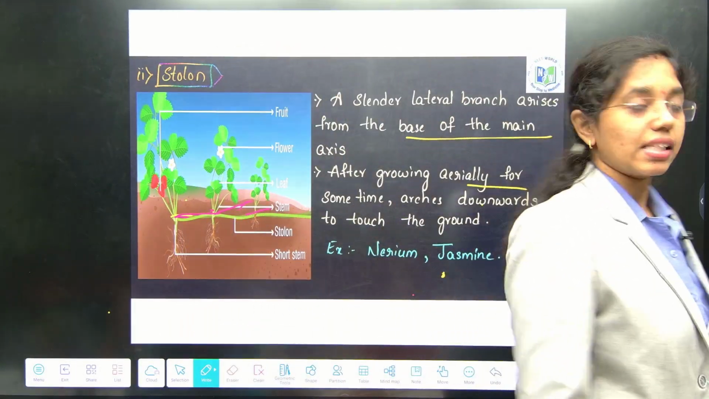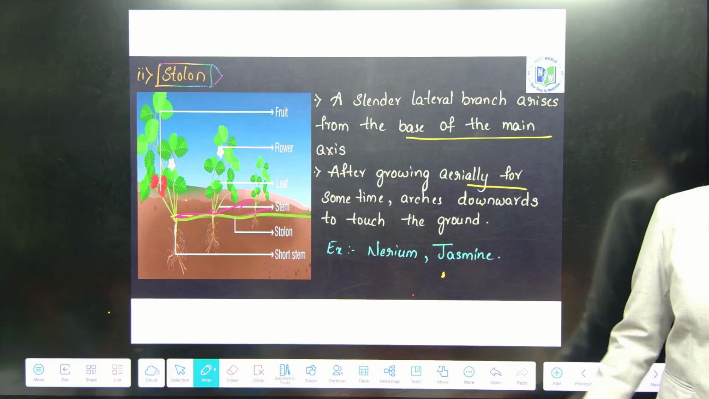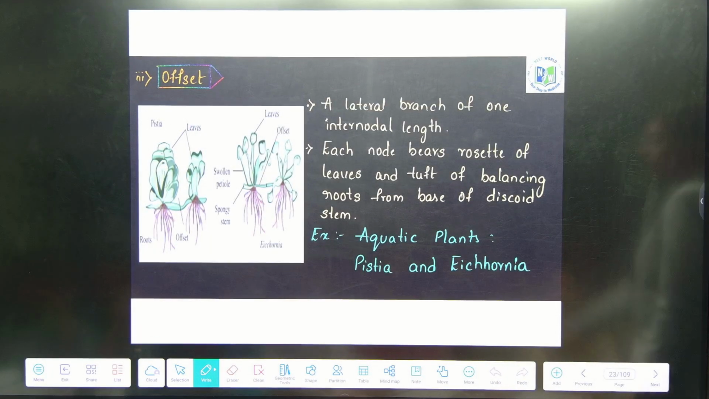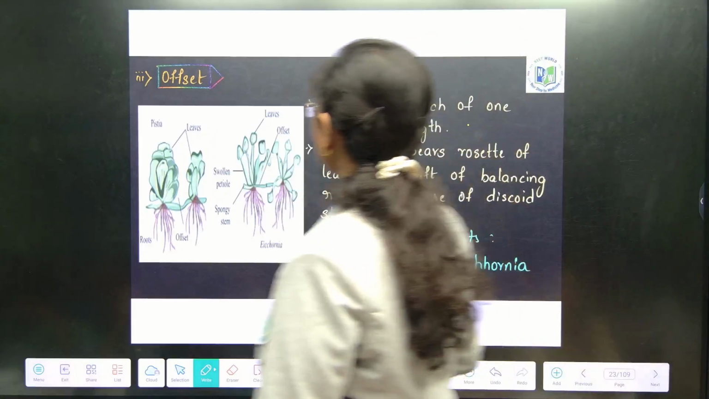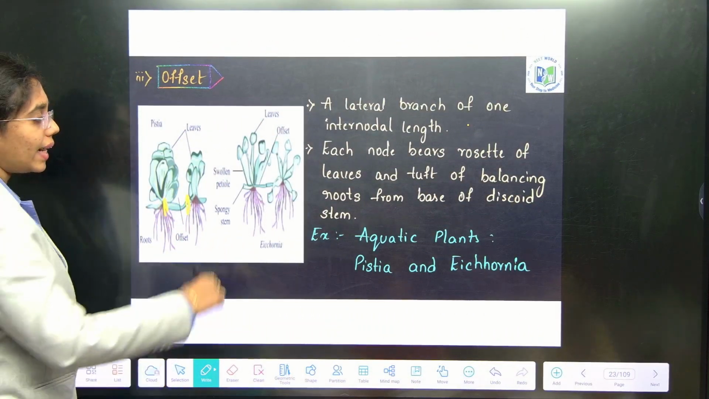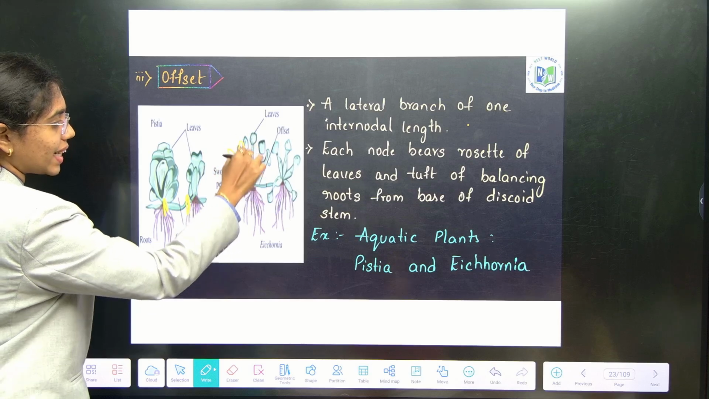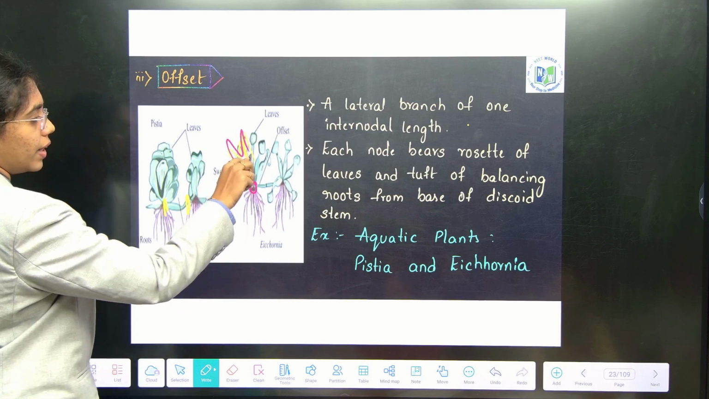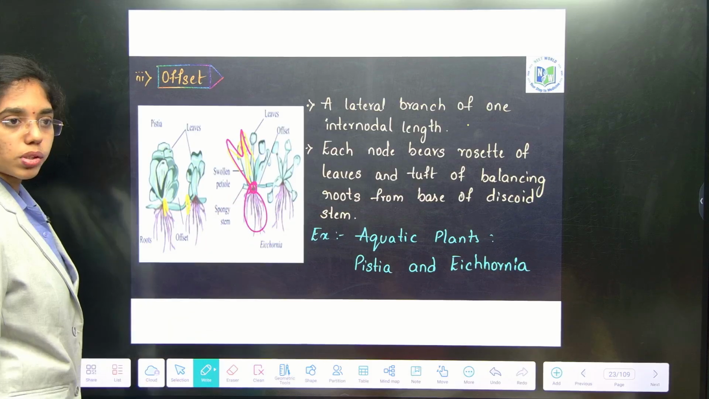Oxalis and grasses. Stolon examples? Offset: a lateral branch of one internodal length. Here the internodal length is small, and leaves are modified to rosette structures. Okay, each node will bear what? A rosette of leaves and a tuft of roots.